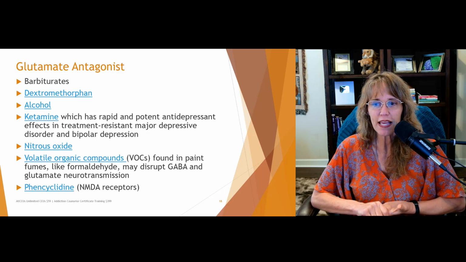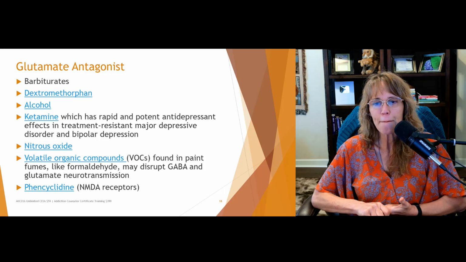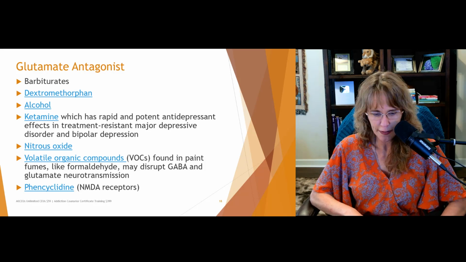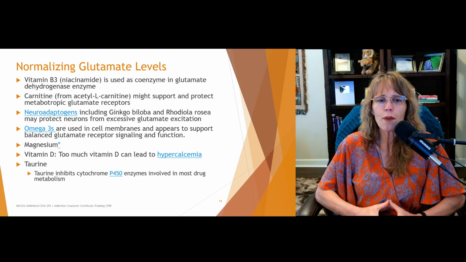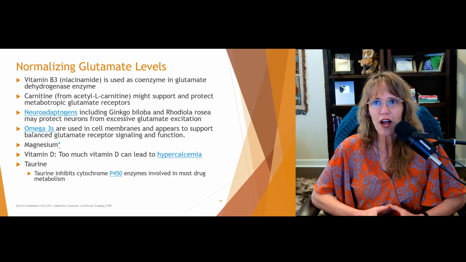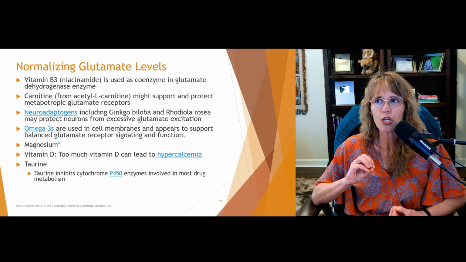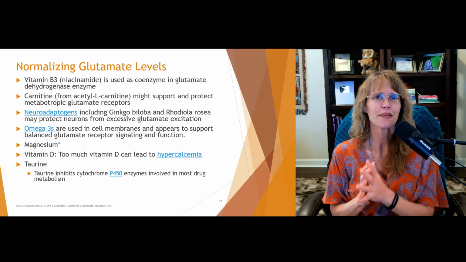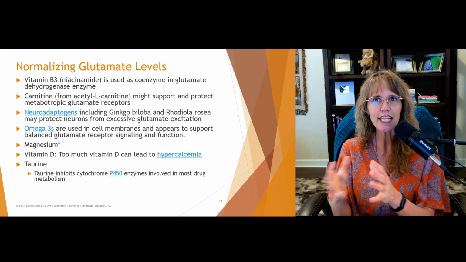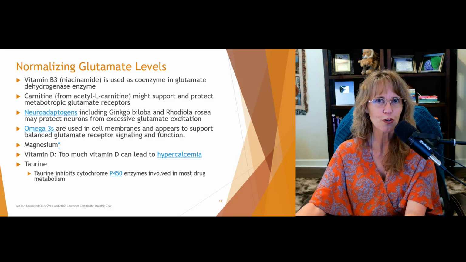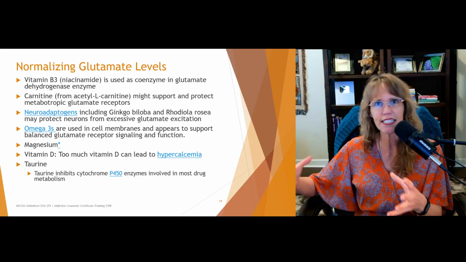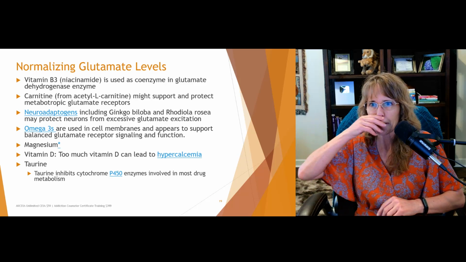And phencyclidine, or PCP, targets the NMDA receptors and actually reduces glutamate in the brain. In terms of normalizing glutamate levels, B3 is a coenzyme in glutamate dehydrogenase enzyme. Your dehydrogenase enzyme breaks down glutamate. So when people have insufficient B3, then they don't have the ability to make the chemical that breaks down the glutamate. When that happens, then glutamate stays in that synapse for too long and can overheat things.